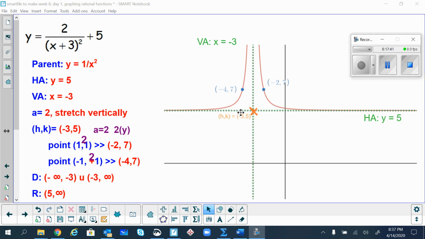And then we notice with our range is all above the horizontal asymptote, so our range will be from 5 to infinity. Take a moment to make sure you understand all of our graphing for this problem, and then we'll go ahead and move on.